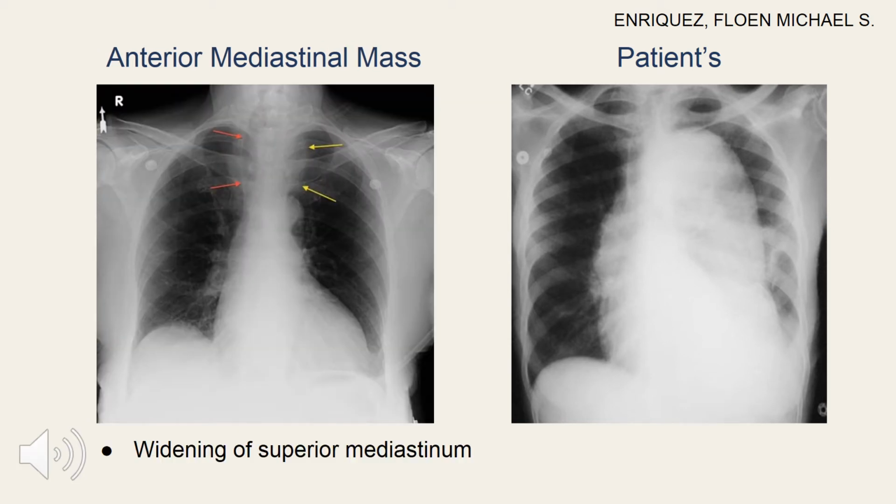So this slide just shows us a chest X-ray showing the widening of the superior mediastinum secondary to a large soft tissue density mass to the left of the trachea, which can be seen with the yellow arrows, and the displacement of the trachea to the right side, which is represented with the red arrows.